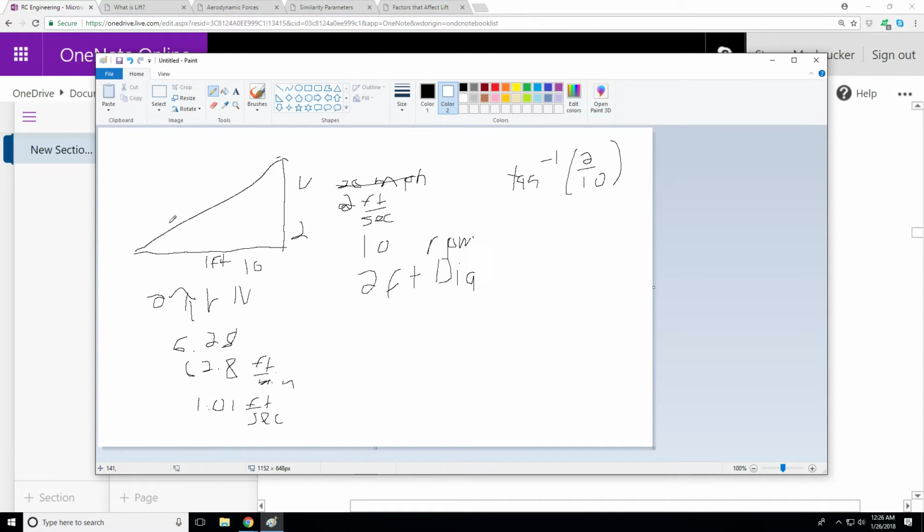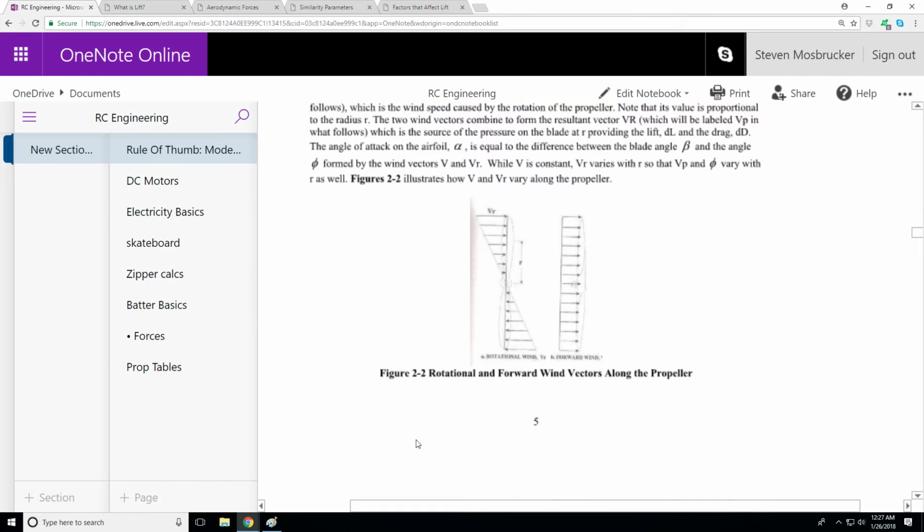And that degree angle is the pitch at that location of the blade, flying at 2 feet per second and rotating at 10 RPM at 1 foot down the blade. And you would do this in increments down the blade to generate a blade pitch, and that would be your correct blade pitch. So we'll go over how more of this is done later on.